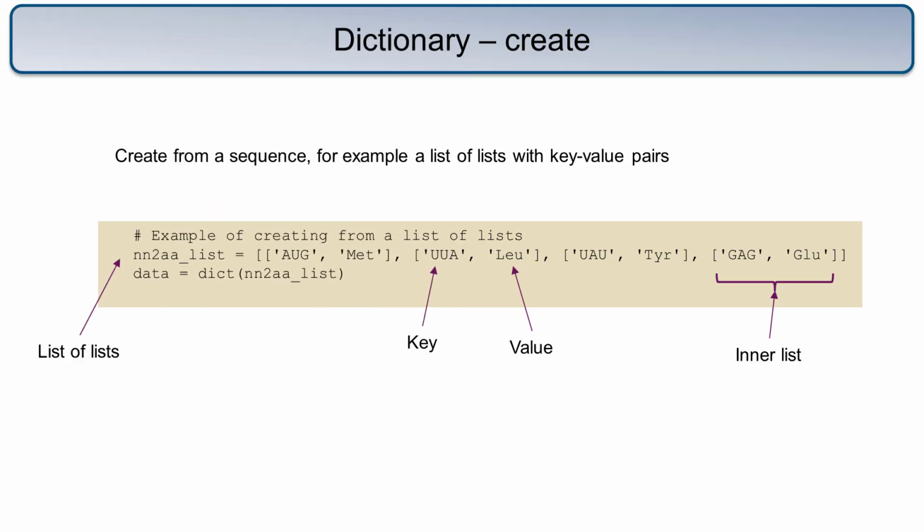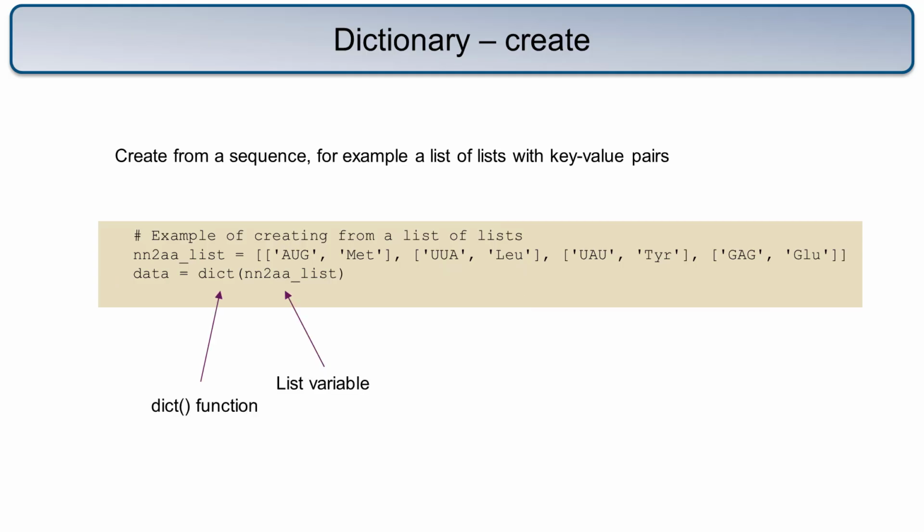A dictionary can be created from a sequence, for example using a list in combination with using the dictionary function dict. For implementing this, a list of lists first needs to be created. In this example, the variable nn2AA_list is assigned a list of lists. The list consists of a number of inner lists, and each inner list consists of a key-value pair. In this example, the list consists of 4 inner lists, each a codon as key and matching an amino acid as value. Thereafter, that is, statement 2, the list is sent as an argument to the function dict.